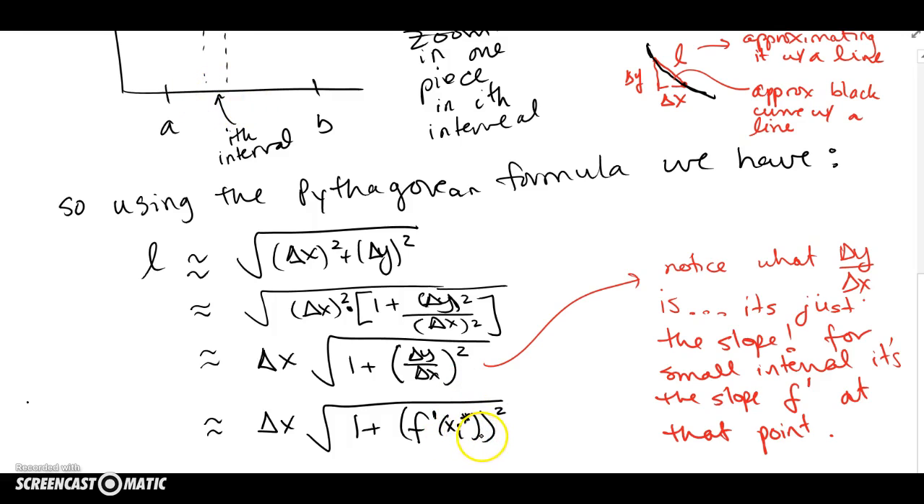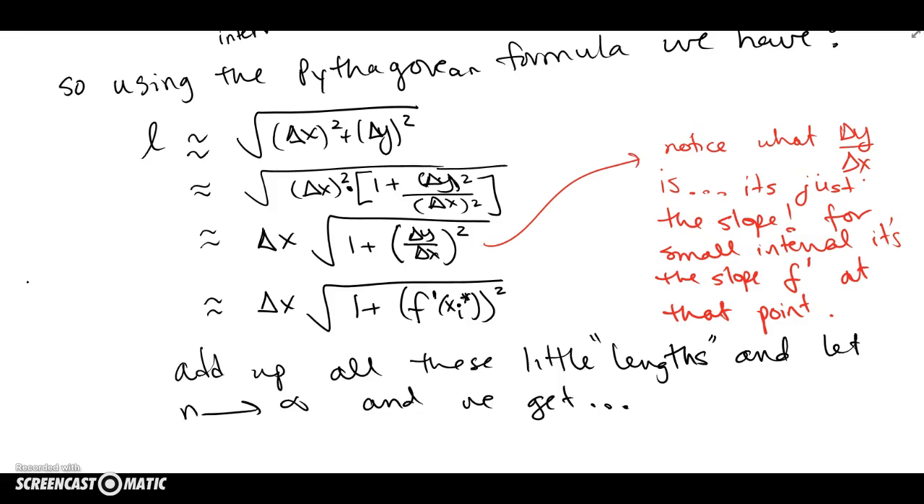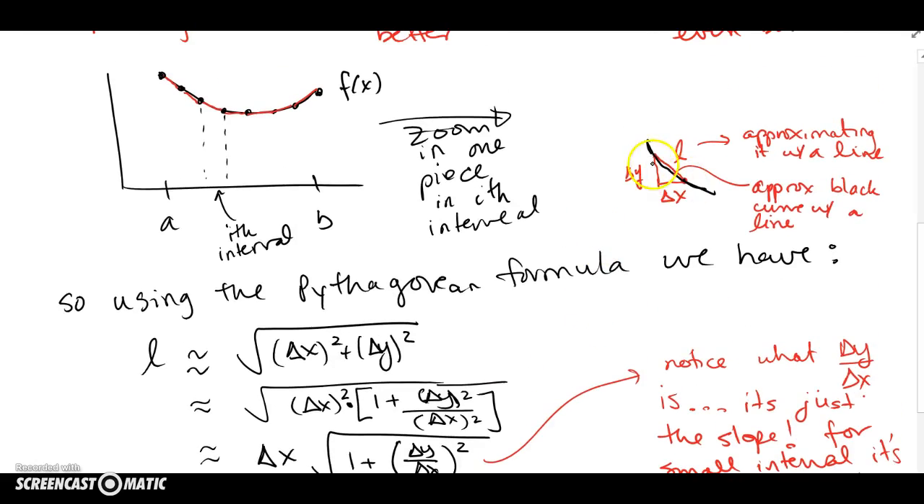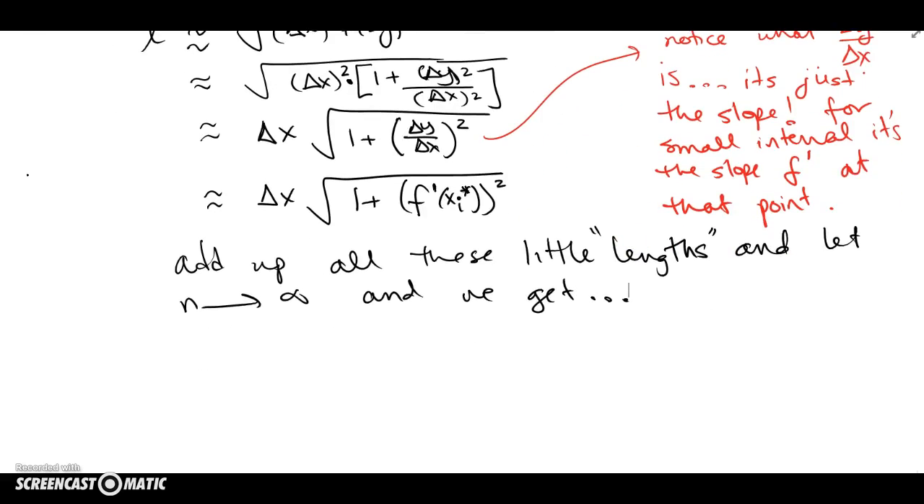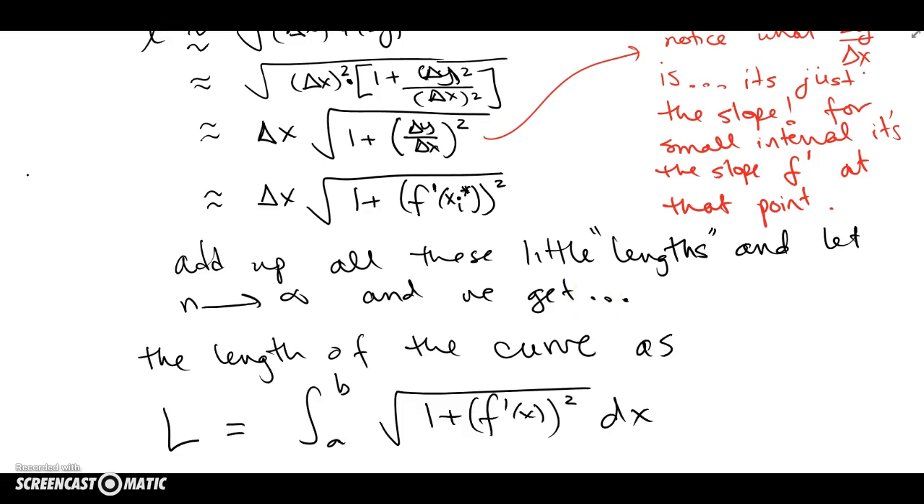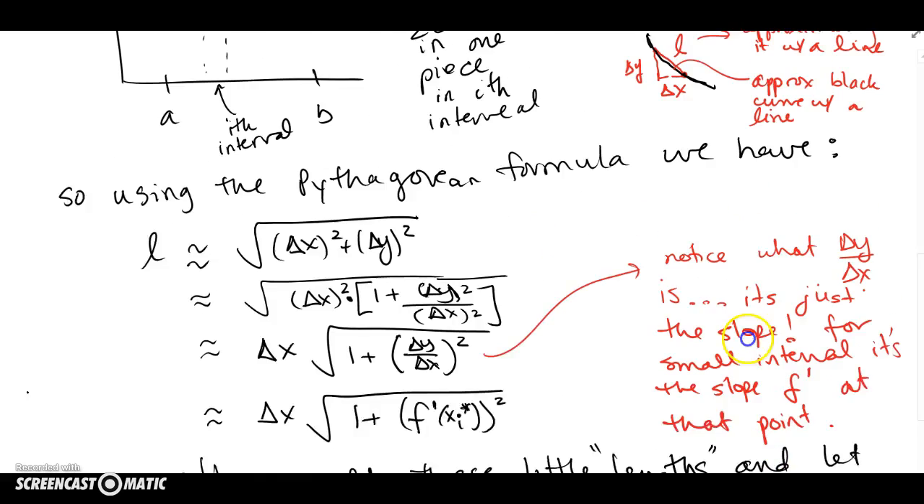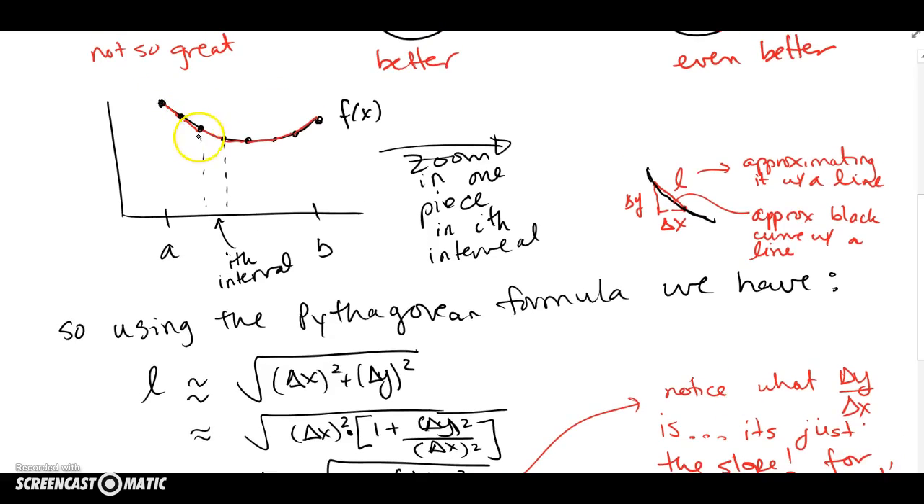We'll call it x sub i star, let's say. So it's just 1 plus f prime squared. So next, we add up all these little lengths, the little L that we're approximating, through this process, and we let n go to infinity, and we ultimately get the formula for the length of a curve. So the length of the curve from a to b is the integral from a to b of the square root of 1 plus f prime squared dx. It basically gives us how long this curve is from a to b.